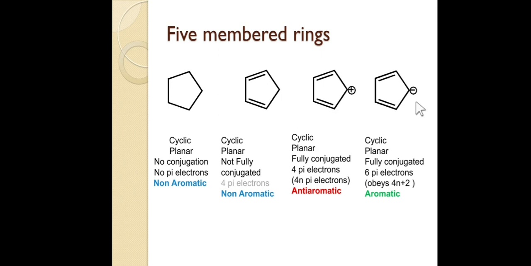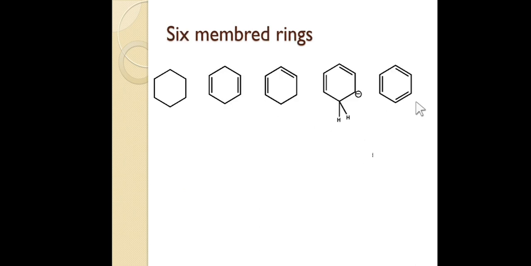So friends, if you are enjoying, let's go for the 6-membered ring system. It is very simple, but most of the time it is very confusing for my students to identify whether it is fully conjugated or not. So we will discuss a few examples from this slide of the 6-membered ring system.